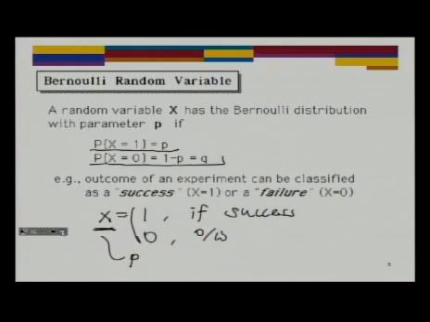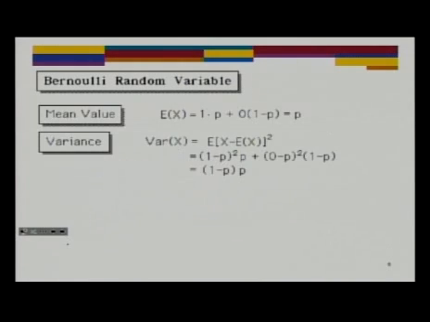So we just talked about the Bernoulli random variable. That is a single experiment whose outcome can be classified as either a success or failure. And the mean value of the Bernoulli random variable would be just p, and the variance would be (1 minus p) times p.